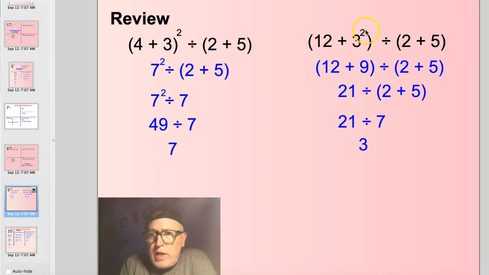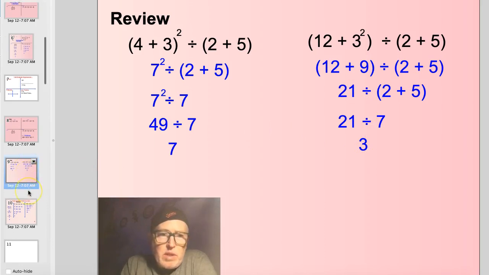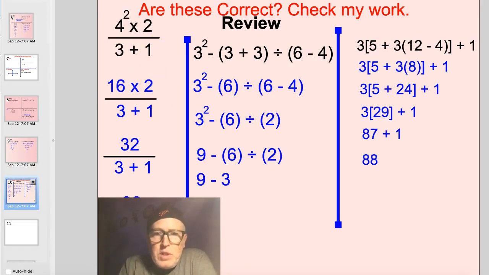Inside the parentheses, you have an exponent, so you have to do the exponent. So 3 squared is 9. Now you've got 2 sets of parentheses, so I work left to right. So 12 plus 9 is 21. This, of course, is 7. 21 divided by 7 is 3. Keep moving. This one's a long one.